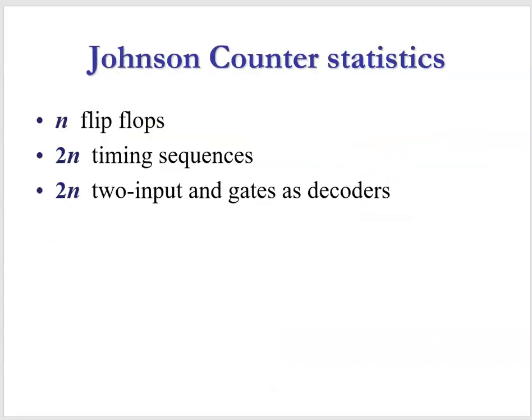So our Johnson counter uses N flip-flops. If it has N flip-flops, we get 2 to the N timing signals. So we get twice as many timing signals as a regular ring counter. 2 to the N 2-input gates are also required as decoders. Those decoders take the outputs of the flip-flops. It's not as good as just using the outputs of the flip-flops directly, but we have 1 gate between that and the output of the flip-flops. So we can design within one IC to make those timing signals.